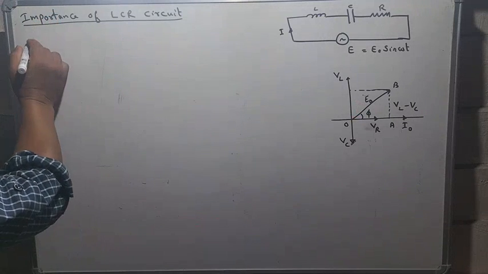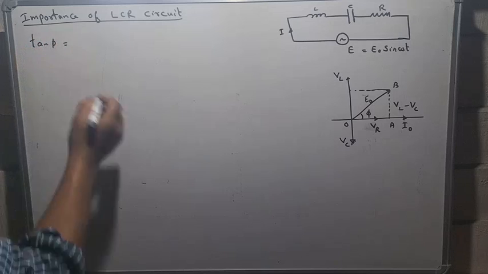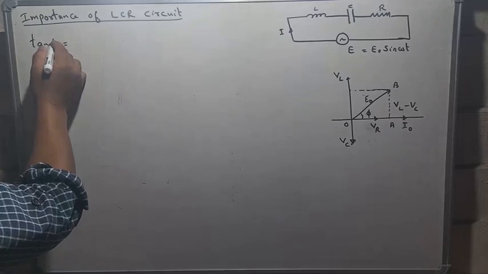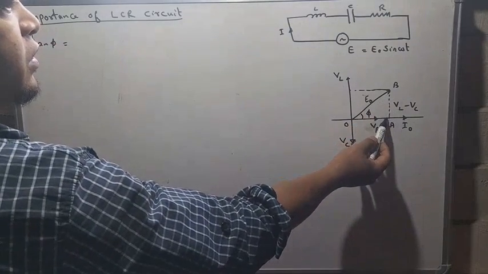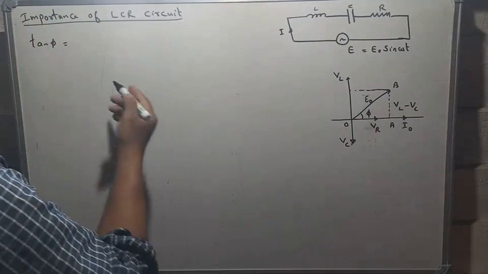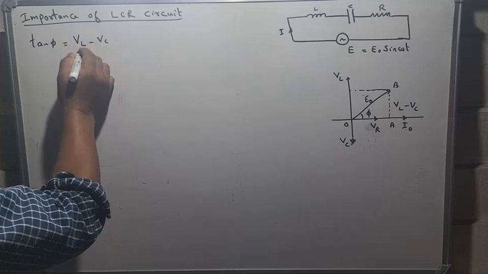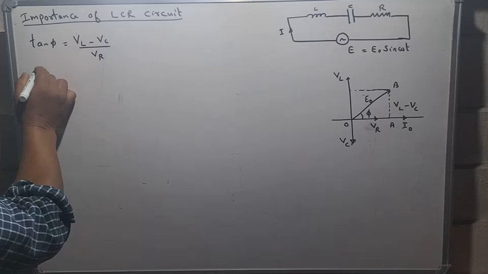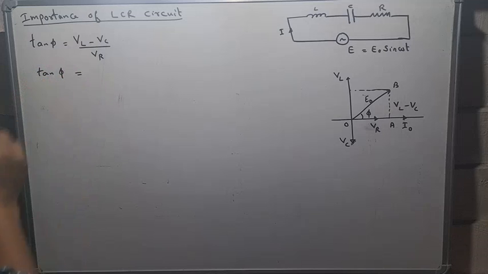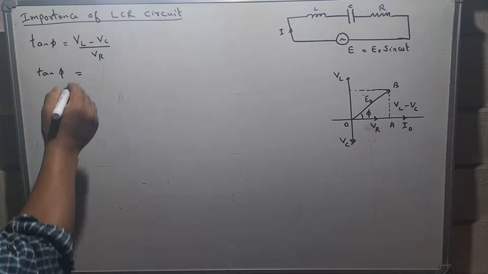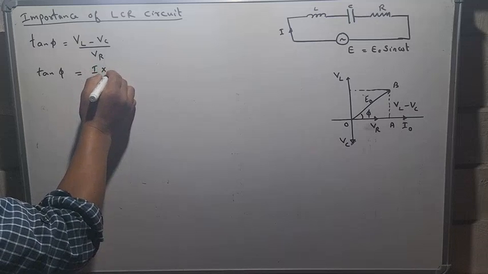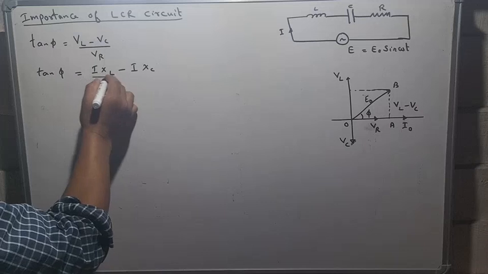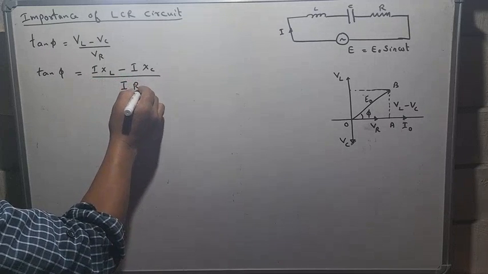So when you take tan phi in this right angle triangle OAB, then tan phi is equal to perpendicular by base. The perpendicular is VL minus VC, and the base is equal to VR. Or you can say tan phi is equal to, now what is VL? VL is equal to I XL, VC is equal to I XC, and VR is equal to I R.